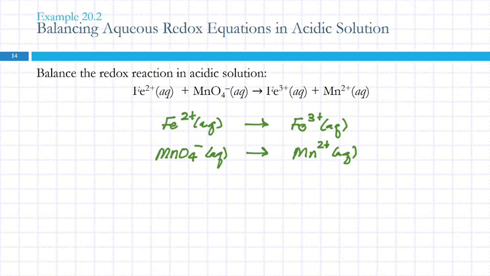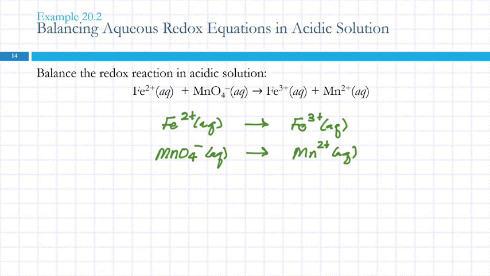We're going to balance for mass, for the atoms. This one has 1 iron, that one has 1 iron, already balanced. This one's a little more complicated. So we're supposed to do all the elements except for hydrogen and oxygen. This has 1 manganese, that has 1 manganese. Great. Then we're going to look at hydrogen.